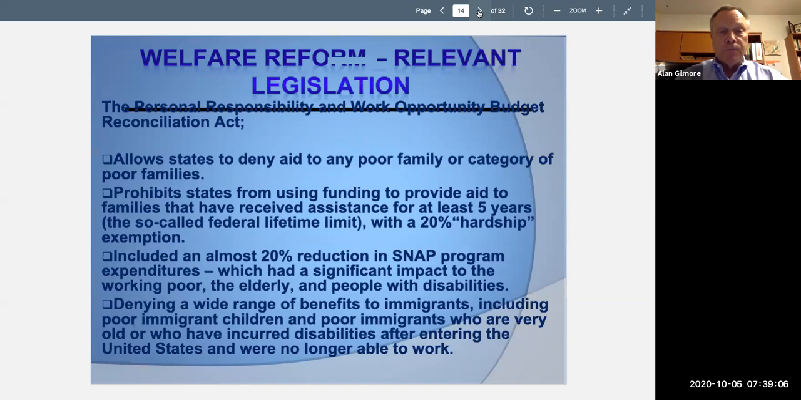So there was just a whole host of different populations that were impacted by this legislation and by the effort to try to reduce the federal government's expenditures in terms of addressing poverty in the United States.